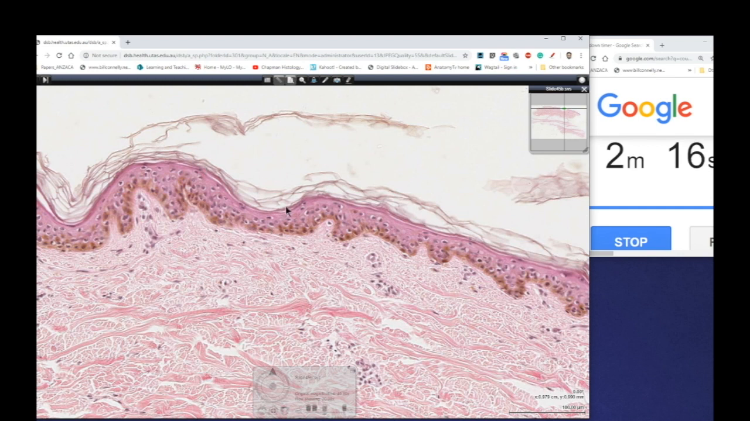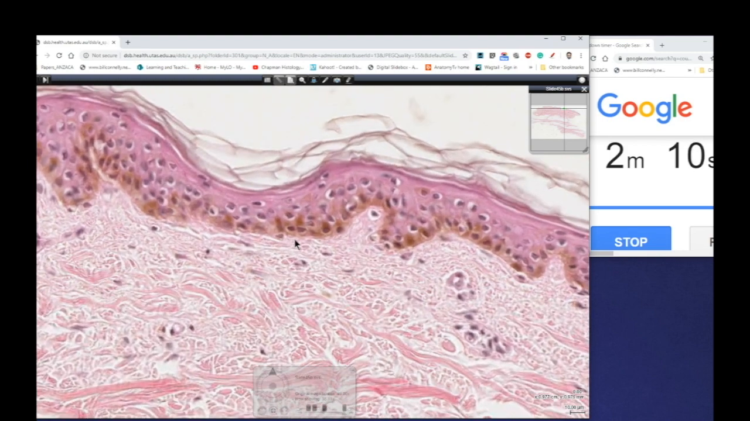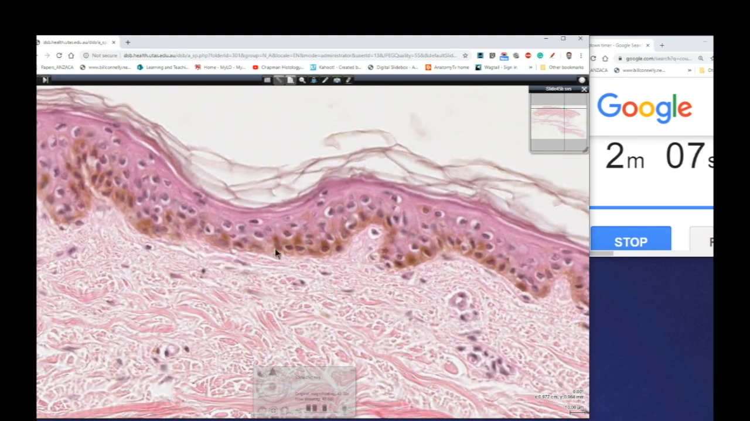So that's what we're looking at here. This is a section of thin skin. This brown pigment which you can see here, this is melanin. So melanocytes produce melanin and pass it on to these cell types. So the cell types which make up the stratified squamous keratinized epithelium are known as keratinocytes.